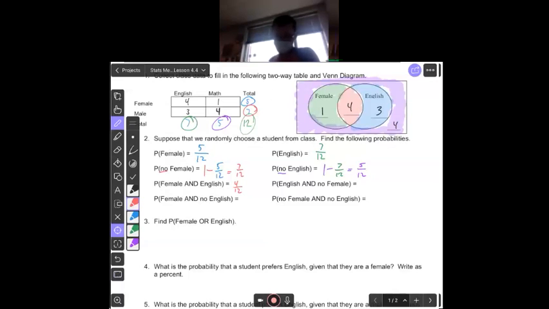What about, where on the Venn diagram would this be? The probability of English and not female. Where would this be on the Venn diagram? The blue, right? So in the English group, but not in the female group. So the probability of preferring English and not being female, this blue section, that'd be the 3 out of 12.